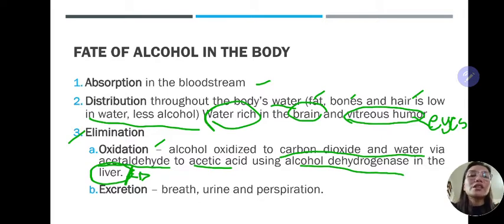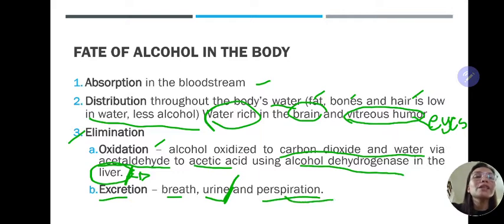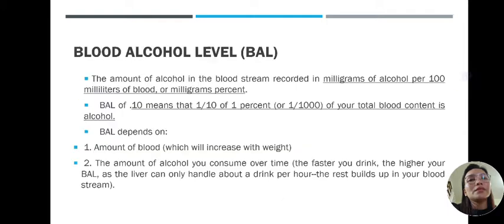Okay, so yung excretion naman niya, pwedeng sa breath, kasi nga volatile siya, lumalabas siya as gas. Pwede rin sa urine and perspiration. That is why madalas na umiihi yung mga taong nagiinom. And then sa perspiration, kaya naaamoy din natin amoy alak minsan dahil sa perspiration nila, lumalabas din yung alcohol.